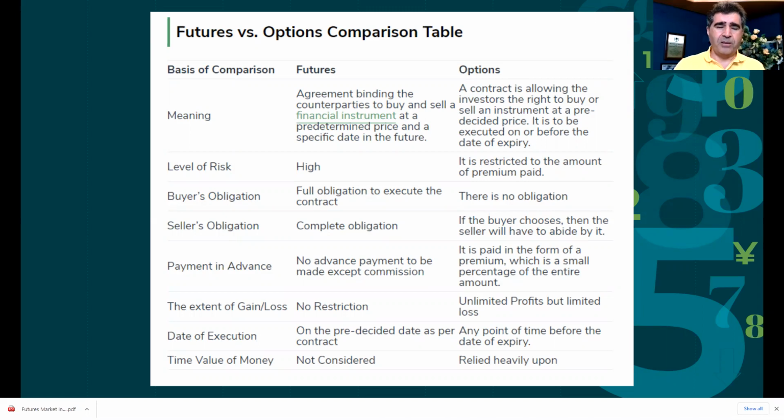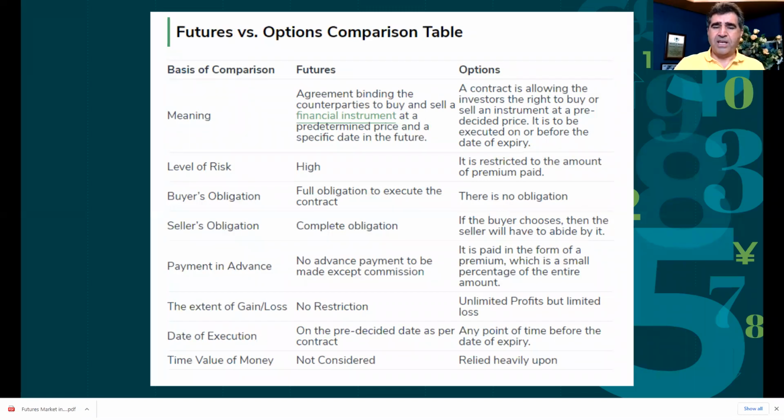As far as the buyer's obligation, again, we are looking at the options. We are the buyer, so we have no obligation. Basically, we just pay the premium. We don't have to exercise our option. With the futures, you do. So it's a two-sided thing. They both have to honor the obligation.